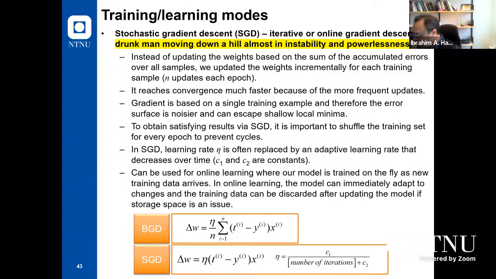So how can we select it? When we use this adaptive learning rate, it decreases over time, and C1 and C2 are constant values. So we need to select C1 and C2, and eta will be selected as a function of the number of iterations. So we can be sure that we will have a big step at the beginning, and after that we will decrease it with time.